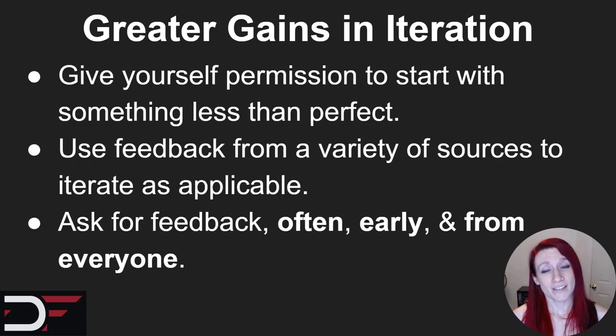There are greater gains in iteration than there is in perfectionism. However, letting go of your need for perfection is easier said than done. It's unrealistic to expect yourself to completely let go overnight. A more realistic first step is to allow yourself to start with just one thing that you know is less than perfect. Once you've given yourself this permission, you can begin to take advantage of all that iteration has to offer.